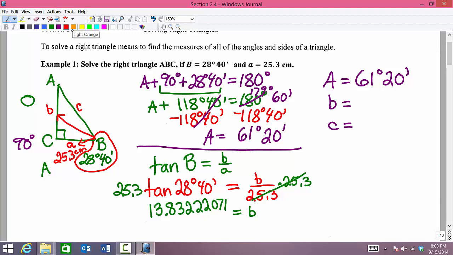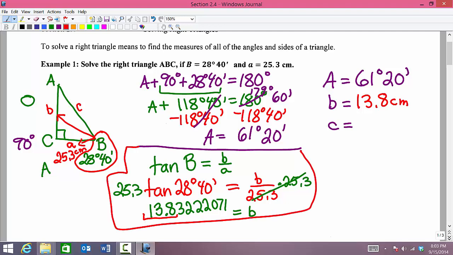We're going to round to the nearest tenth, because that's what the other side is rounded to. So to one decimal place, our side B then would be 13.8 centimeters. So we can solve for side B using a trig equation that involves only one unknown. Now once we have solved for side B, 13.8 centimeters, now we can solve for side C.